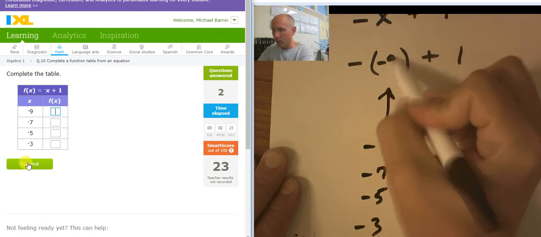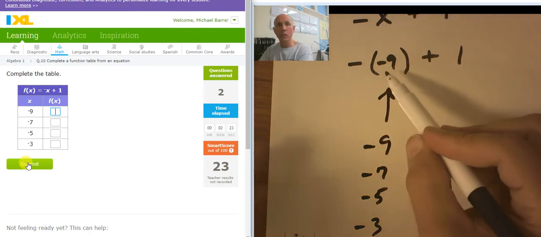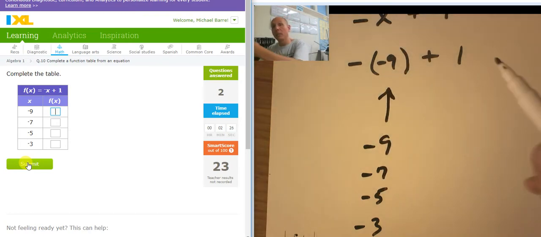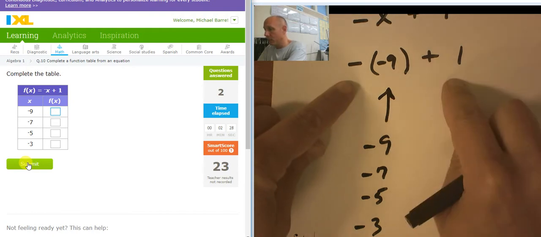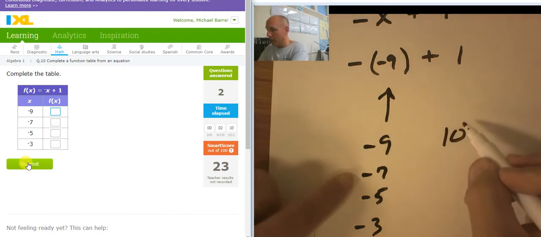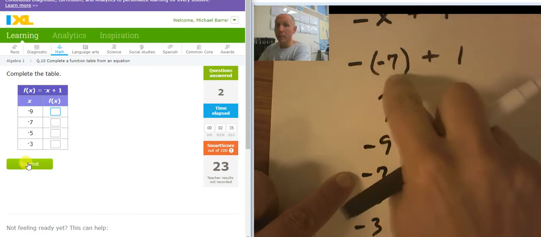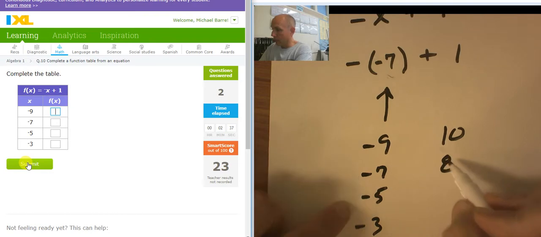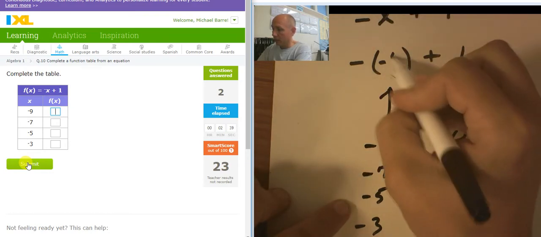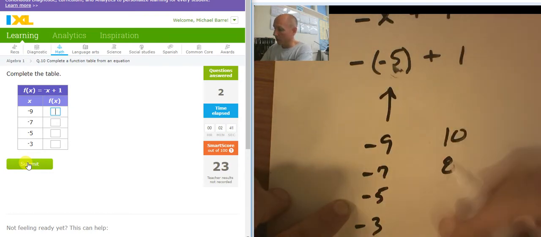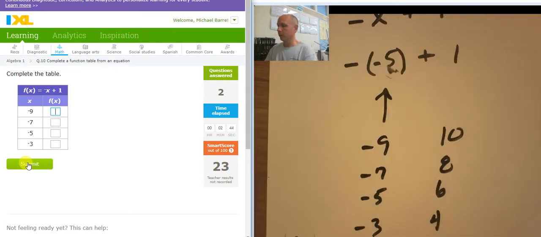All right, so let's take that negative 9 and put it right here. Ready? Ooh, what's that? I've got two negatives in a row. What's that going to do? It's going to become a positive 9. So I have positive 9 plus 1. That's 10. Ready? I'm going to put a negative 7 here. Negative 7 is positive 7 plus 1. That's an 8. I'm going to put a negative 5 in there. Negative 5 is positive 5 plus 1 is 6. We've got a pattern going, and a 4. So 10, 8, 6, 4. I'm glad we did that one.